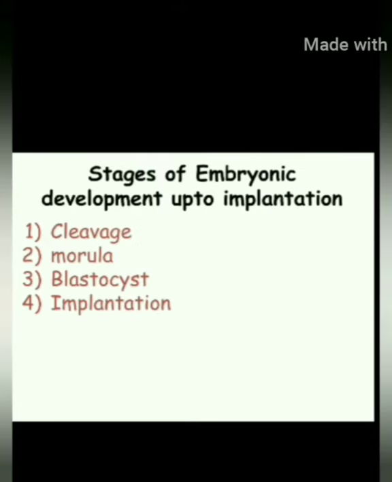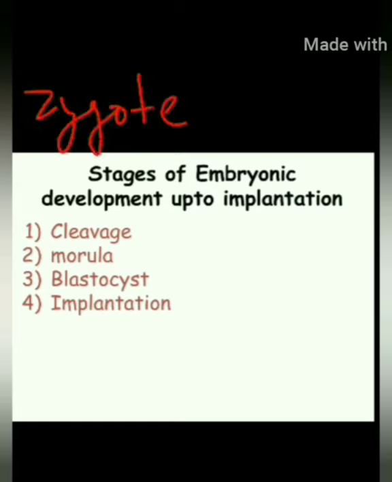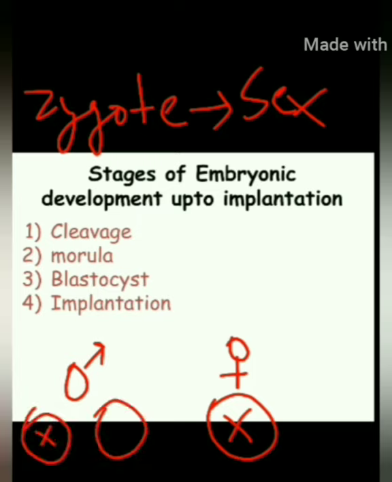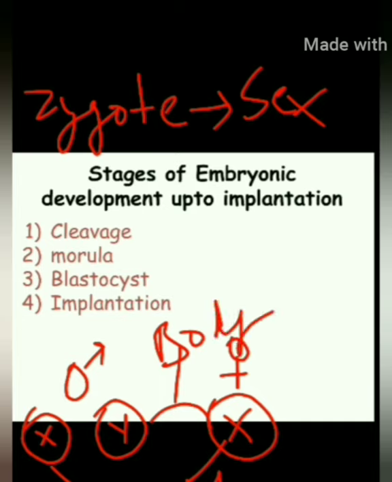So after the formation of the zygote, the next question comes: what will be the sex of the baby, what will be the sex of the child? It depends totally on the male, not on the female. From the female, the zygote always comes with an X chromosome, but in the case of the male, it may be X or Y. If X comes, it will be a girl or female, and if Y comes, it will be a boy. So this is how the sex of the child is decided.